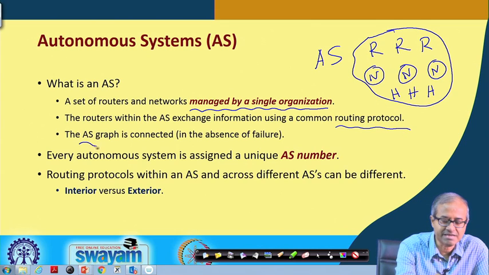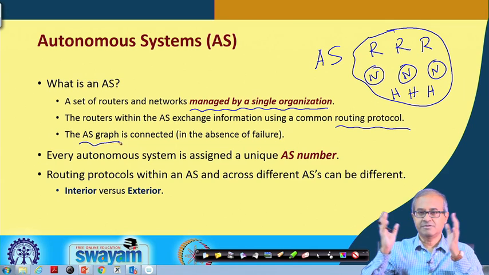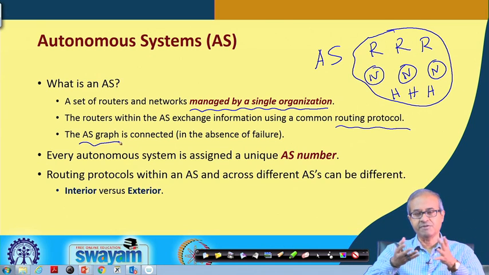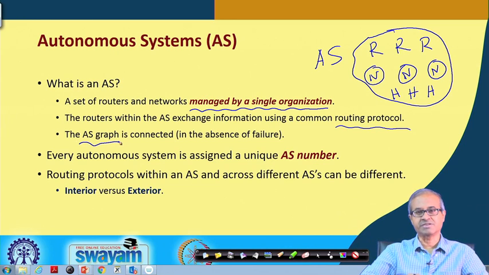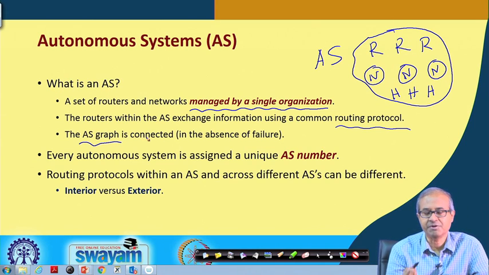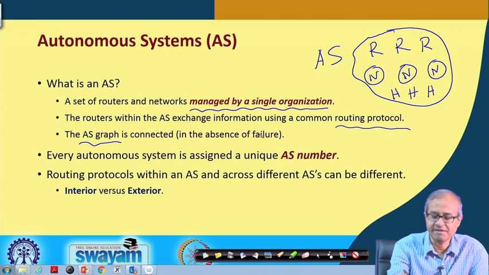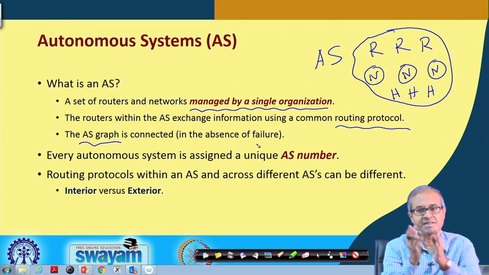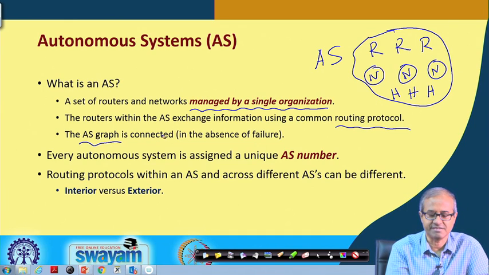And an AS graph means, what is a graph? Some nodes connected by some edges. In a network graph we have seen some examples. The nodes are the hosts, routers and networks, edges are their interconnections. If the graph is connected, which of course it has to be, because if there is no path between two nodes, then you really cannot reach there, the graph is disconnected. But if there is some link failure, then your graph might get disconnected. But normally the AS graph is connected.